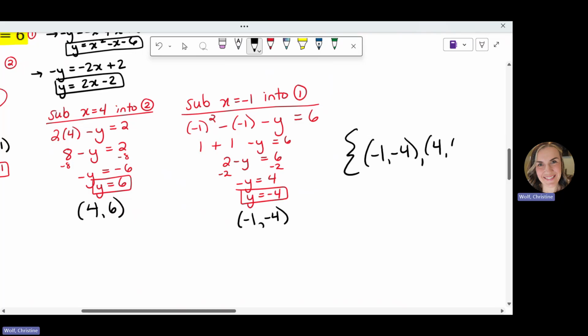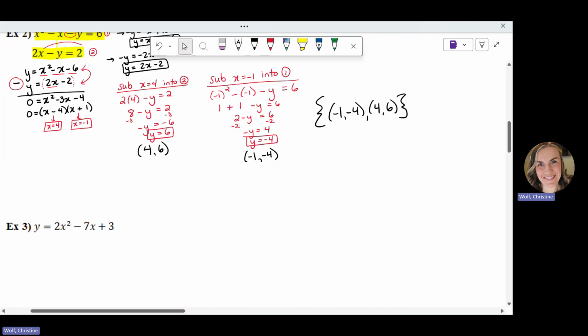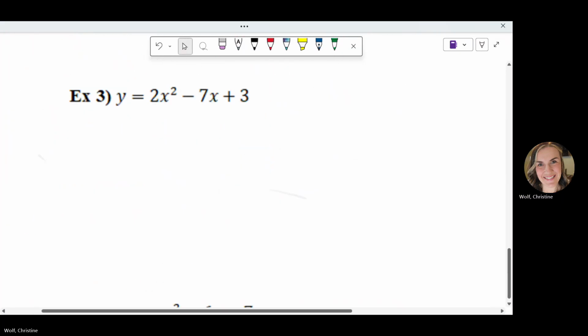My two solutions in my solution set. Verify if you want. Call it a day. Okay. Next example.